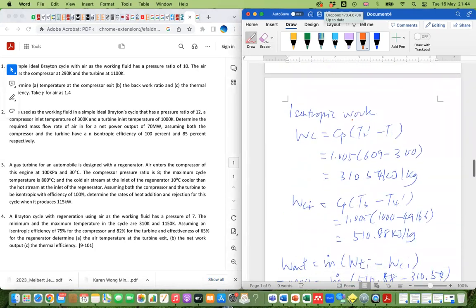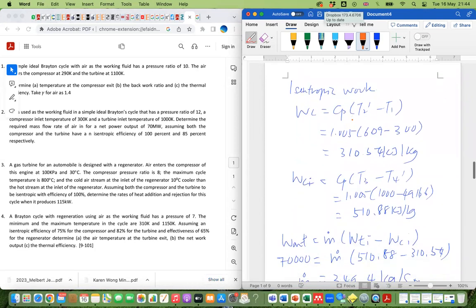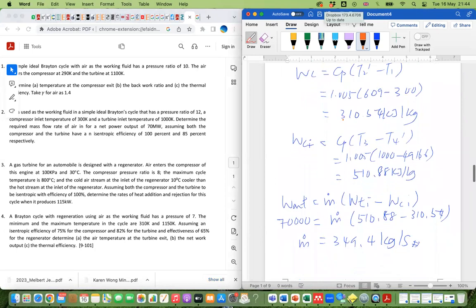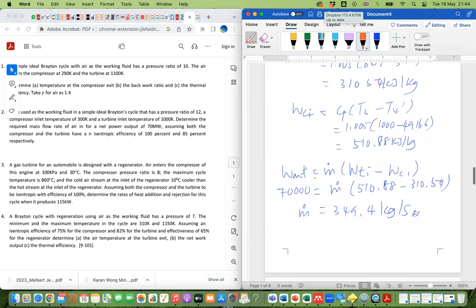So the isentropic work is very simple. We just find the compressor work and also the turbine work in ideal condition. From there, we can use the net work, which equals the mass times the difference of the turbine work minus the compressor work.